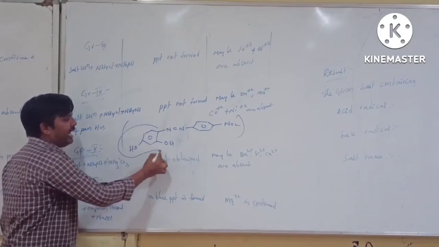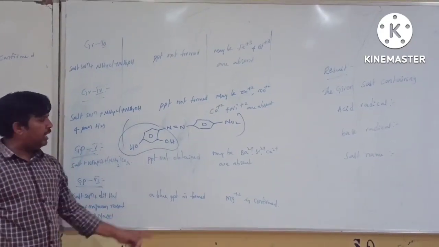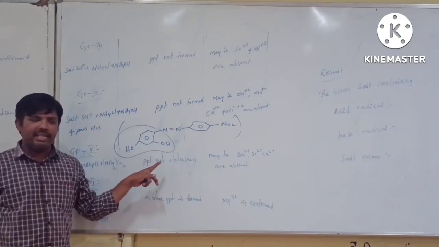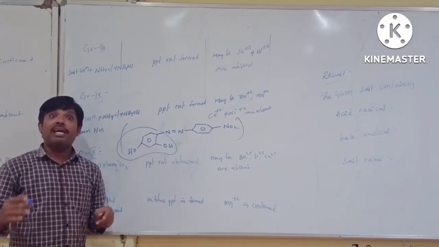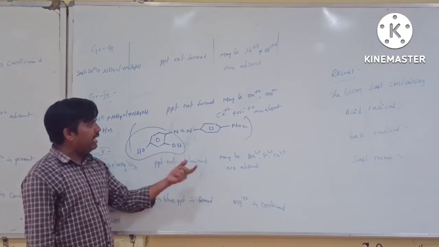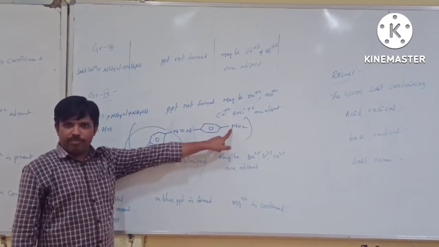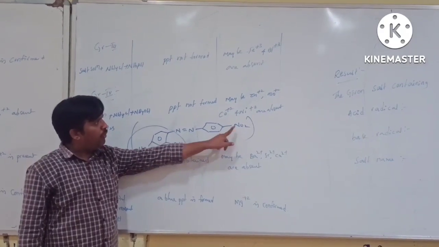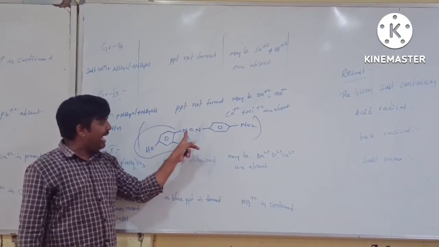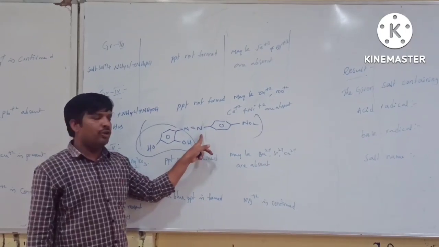A benzene ring attached with OH and OH present at the 1 and 3 positions. That is called resorcinol. The name of the compound is resorcinol. Then para-nitrophenyl azo. N double bond N, that group is called azo.